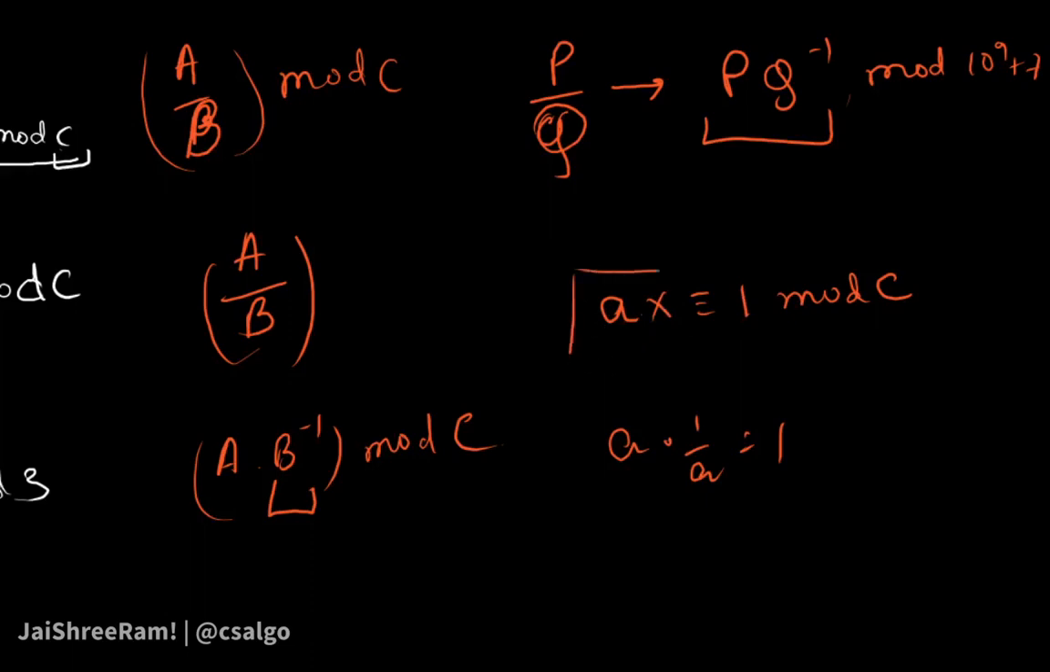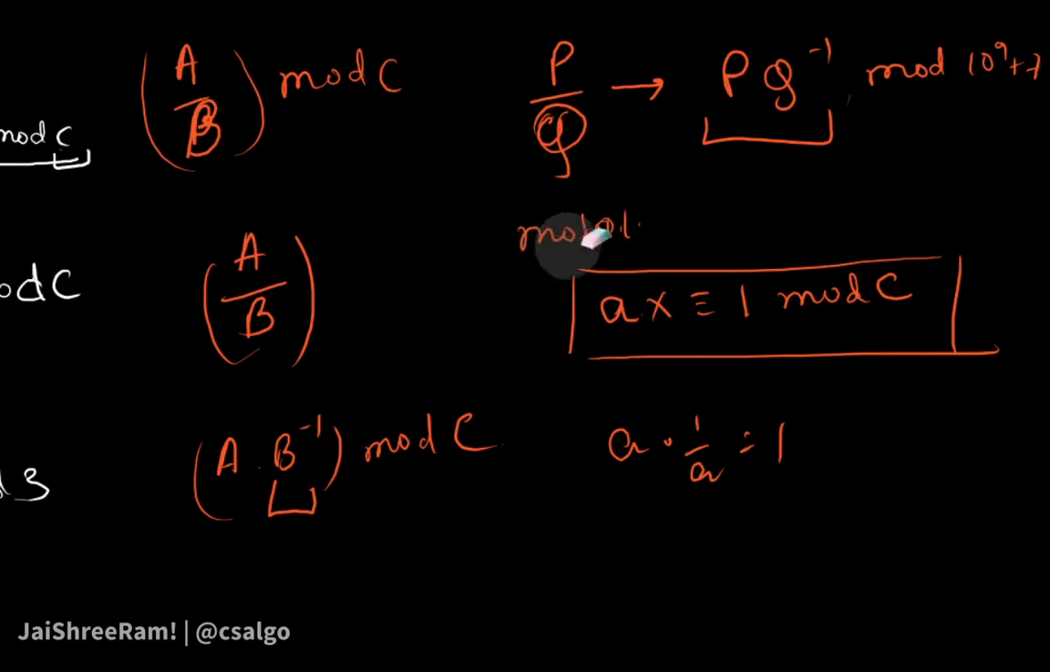So this is the definition of modular arithmetic inverse. Okay, now this x is the inverse, right? So we need to find such an x such that a multiplied by x is congruent to 1 mod c.